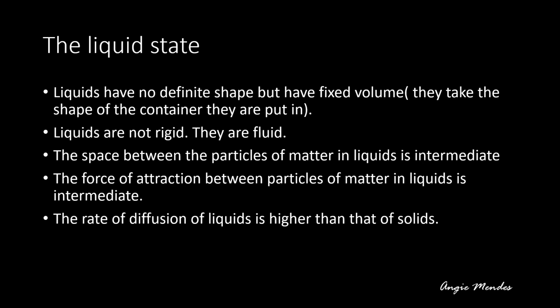Let us go to the next state, the liquid state. Liquids have no definite shape but have fixed volume. Now what does this mean? The liquids, they can take the shape of the container that they are put in. Now let us take, for example, water. If I pour water in a glass and I pour water in a bucket, the water is going to take the shape of the glass or the shape of the bucket. So they do not have definite shape, but they have fixed volume.